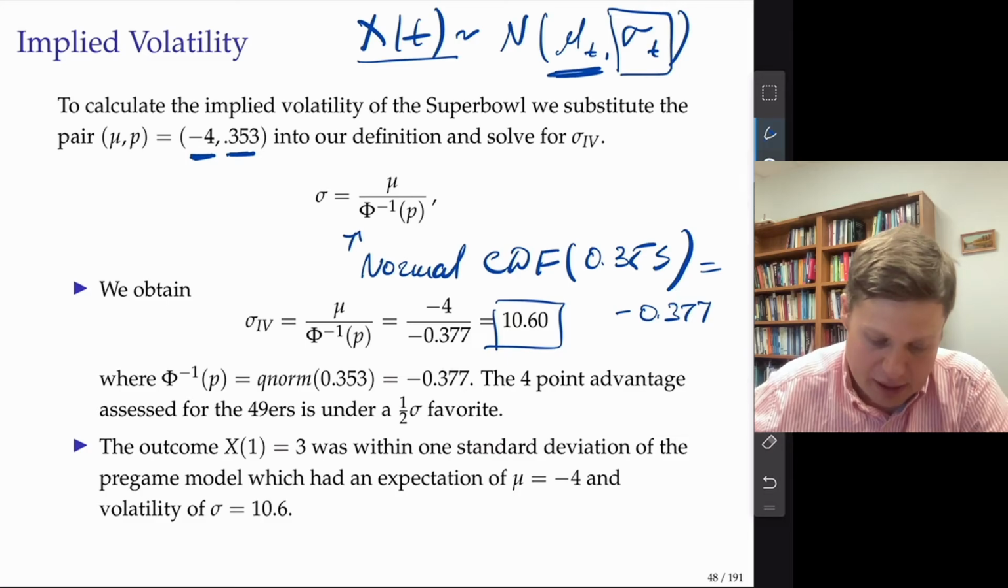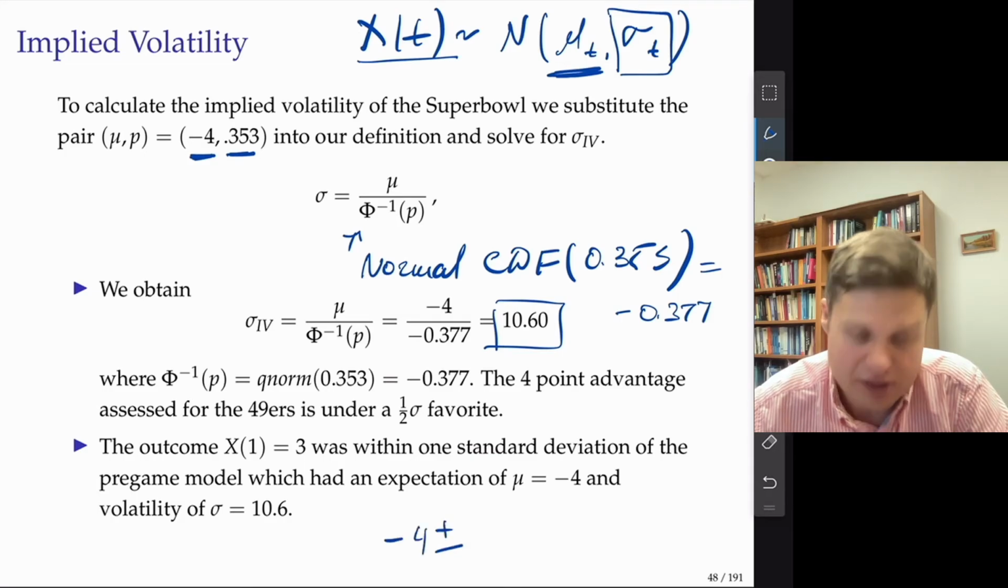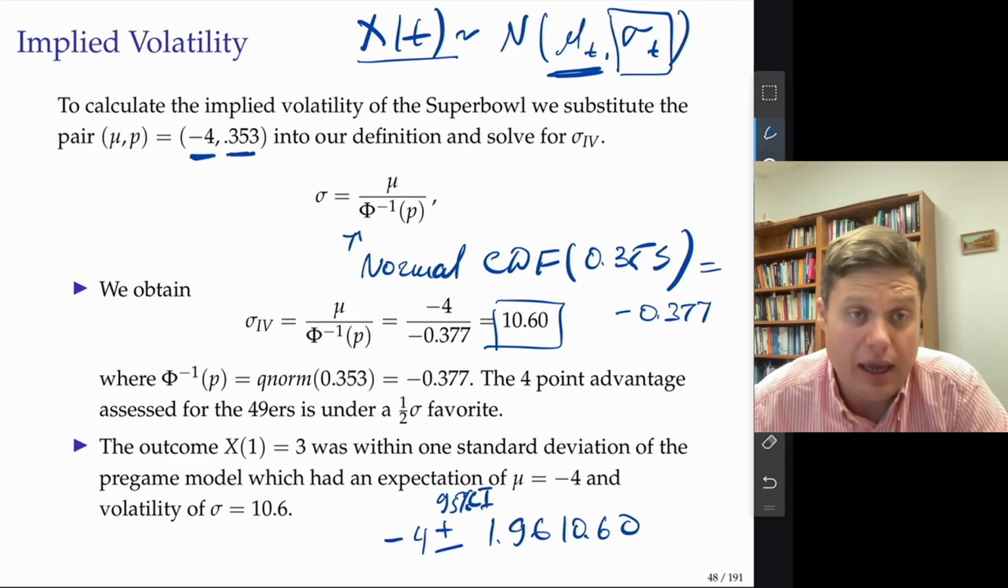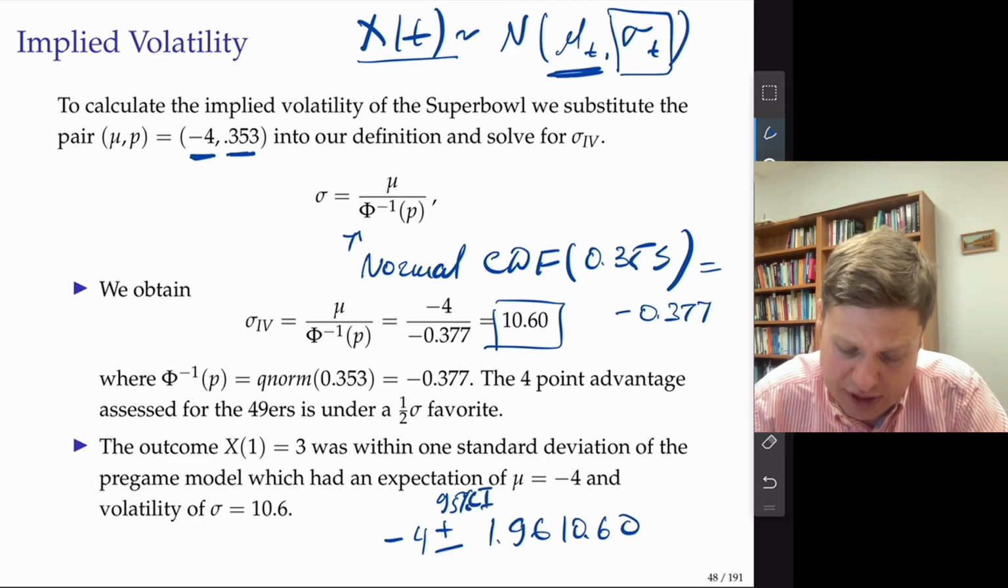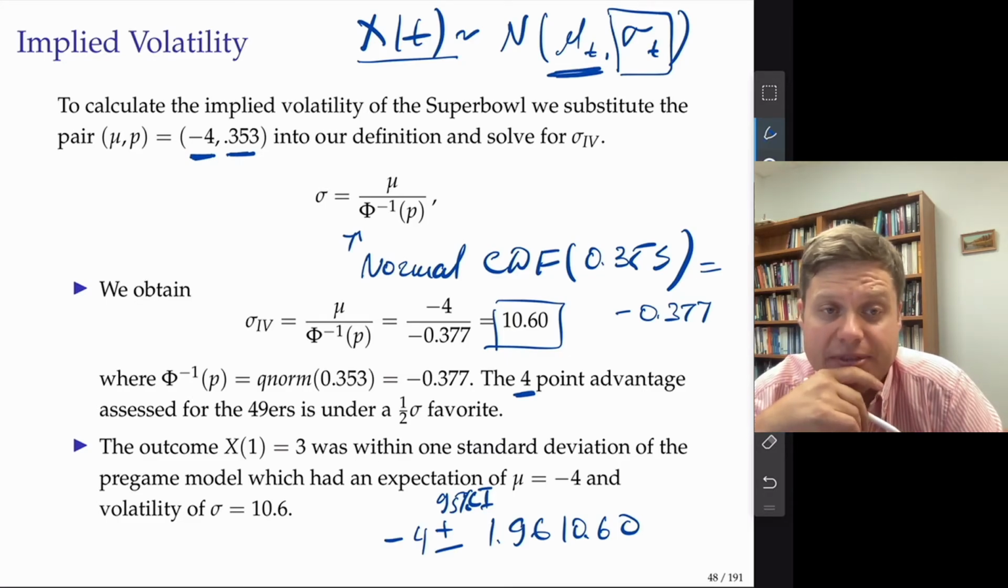Which means that at the beginning of the match, you have -4 plus minus, so the 95% confidence interval, you remember it's 1.96 times 10.6. So that's a 95% confidence interval for the outcome of this game. And you remember that they actually lost the 4-point average assessed for the 49ers, which is actually under half of the standard deviation, under half of this volatility value.